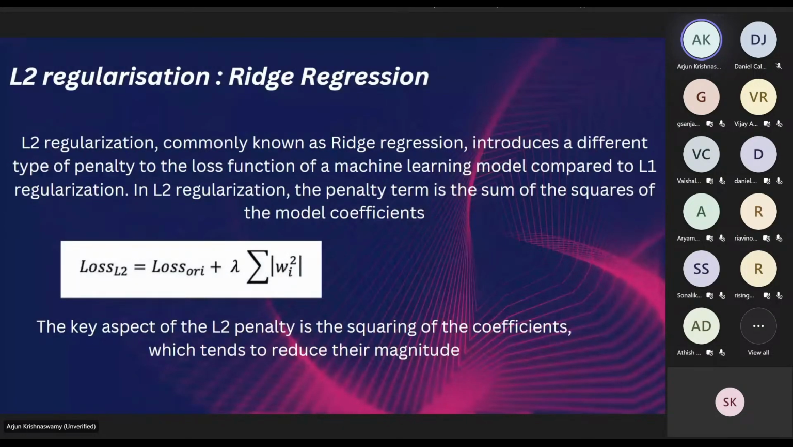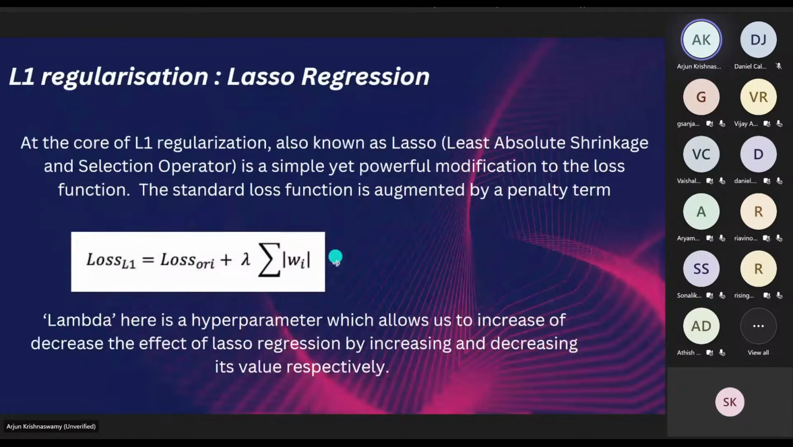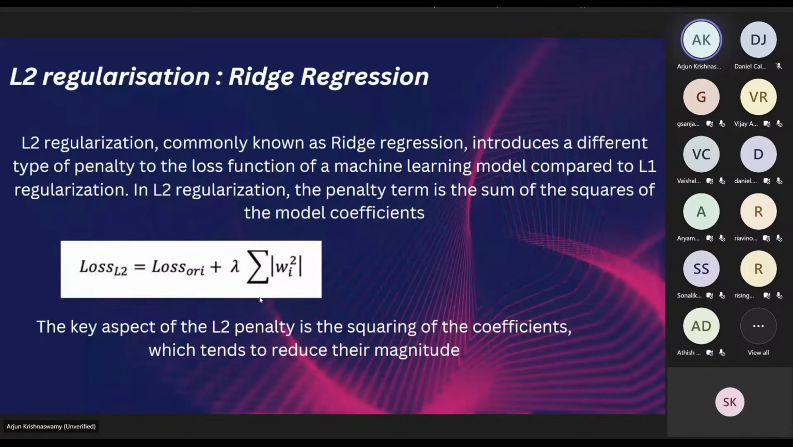You can see it's very similar to the earlier one. Original loss plus lambda times some extra constraint. Here is just the absolute values. Here is the square of the absolute value. You might say, how is it different? It's almost the same. Finally, you make the weights lower. But the thing is here, although the weights tend to become lower, the values don't become zero completely.